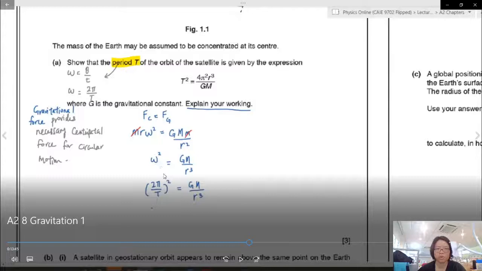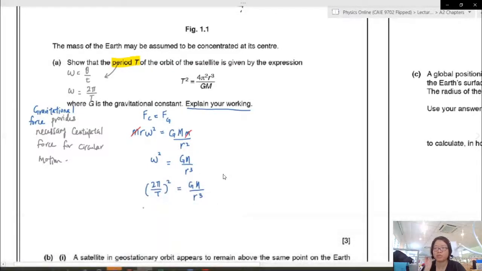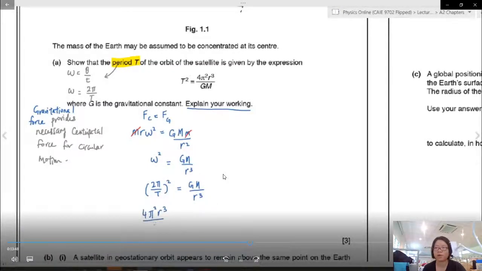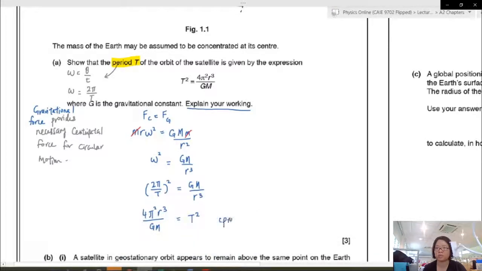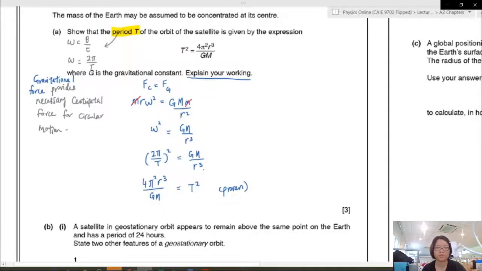I can substitute omega as 2 pi over T. Substituting 2 pi over T, I can rearrange now. So 4 pi square r cube over GM will be equal to T square. So proven. All right, next part.